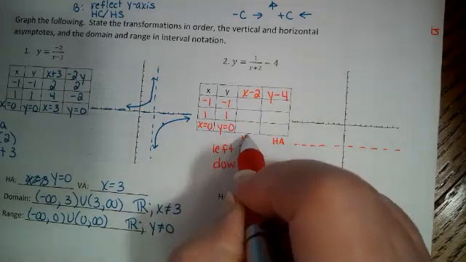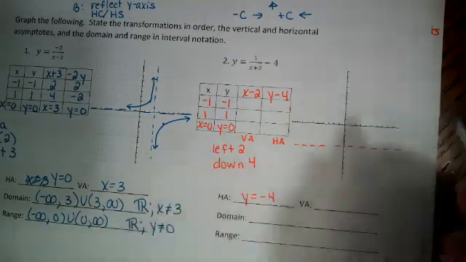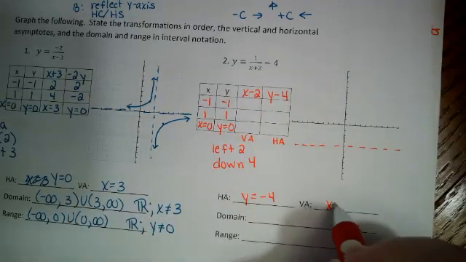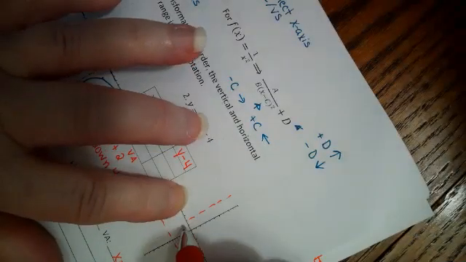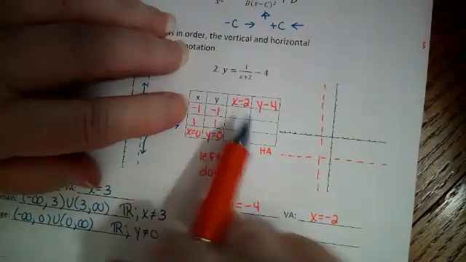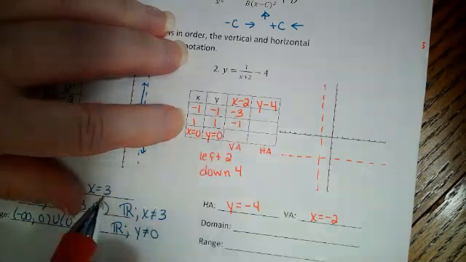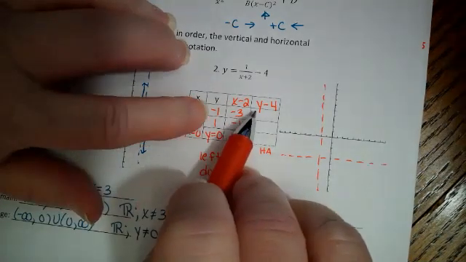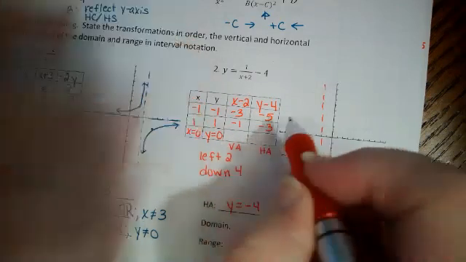My vertical asymptote, which is the x equals, because it moved to the left 2 spaces, it's going to be x equals negative 2. And sometimes you have to turn your paper to get a good line. All right, let's plot some points. Negative 1 minus 2, positive 1 minus 2. Negative 1 minus 4, positive 1 minus 4.